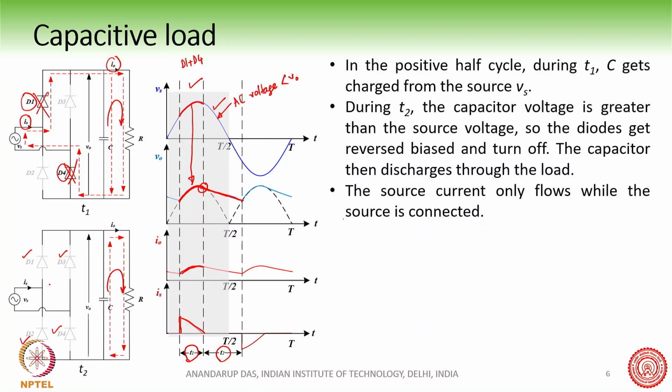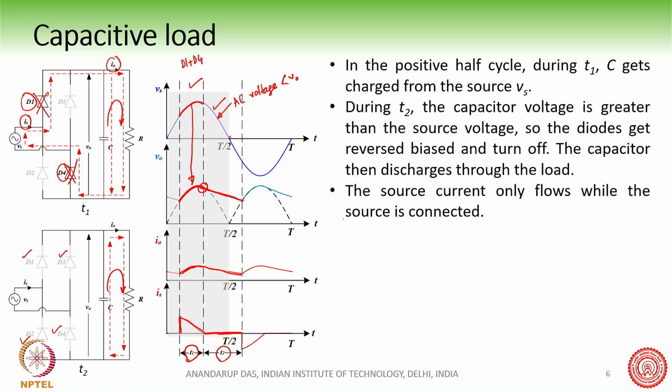Of course, since all diodes have stopped conduction, we don't have any current flowing from the source during this point of time, and the I0 current is something like this. This will continue until the voltage again rises.